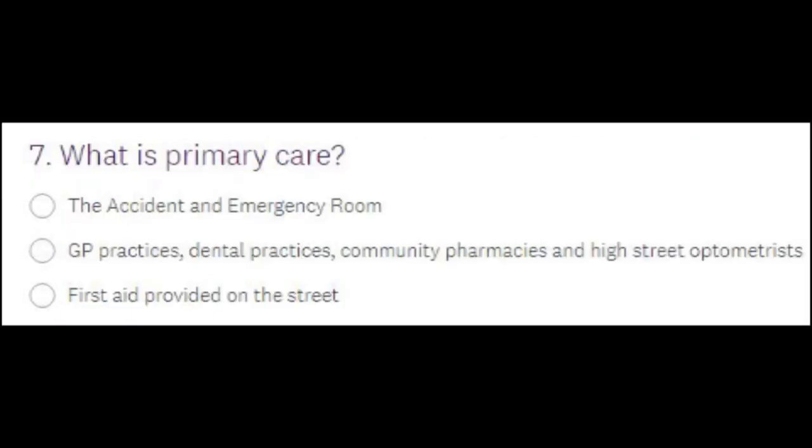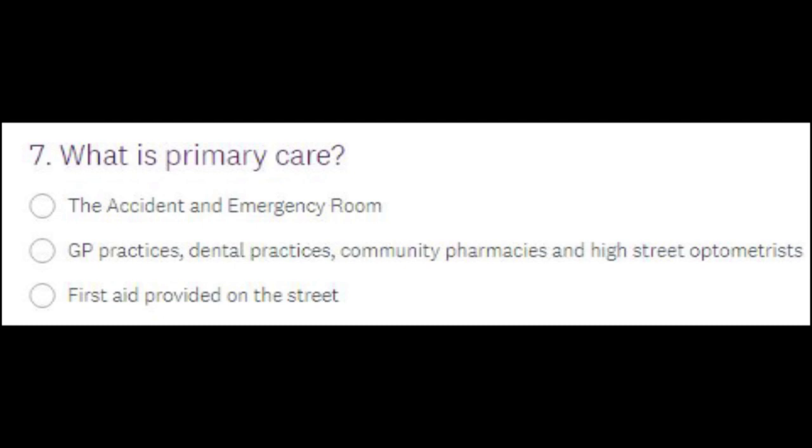Next question, what is primary care? Option 1, the accident and emergency room. Option B, GP practices, dental practices, community pharmacies and high street optometrists. Option C, first aid provided on the street. The answer is GP practices, dental practices, community pharmacies and high street optometrists for what is primary care.